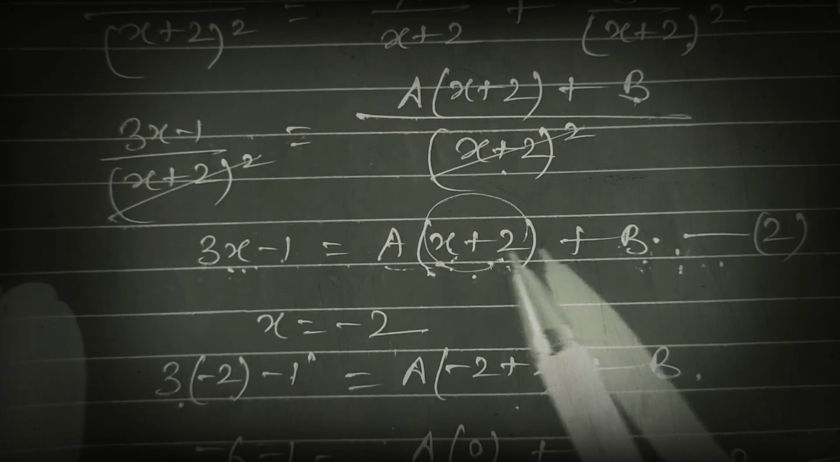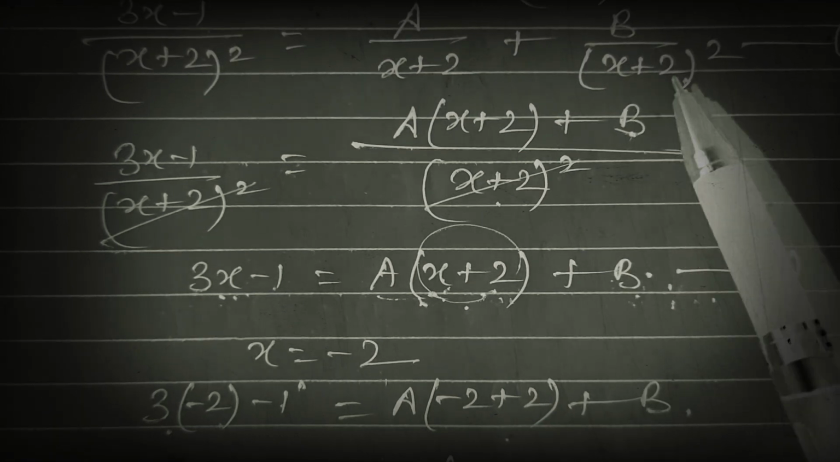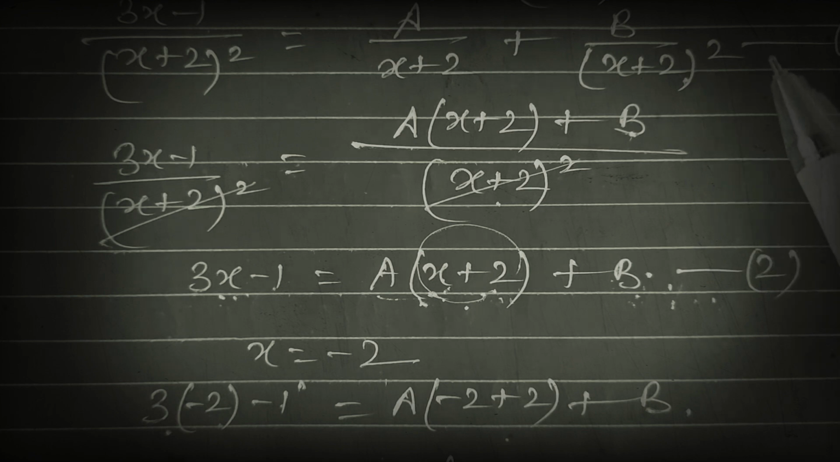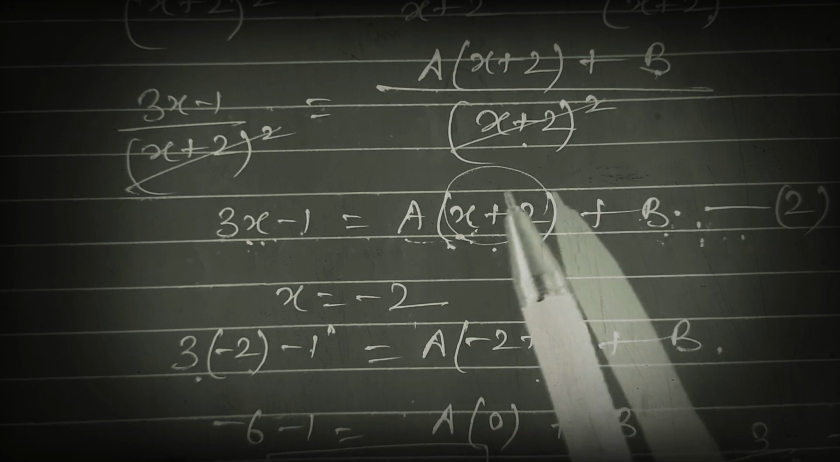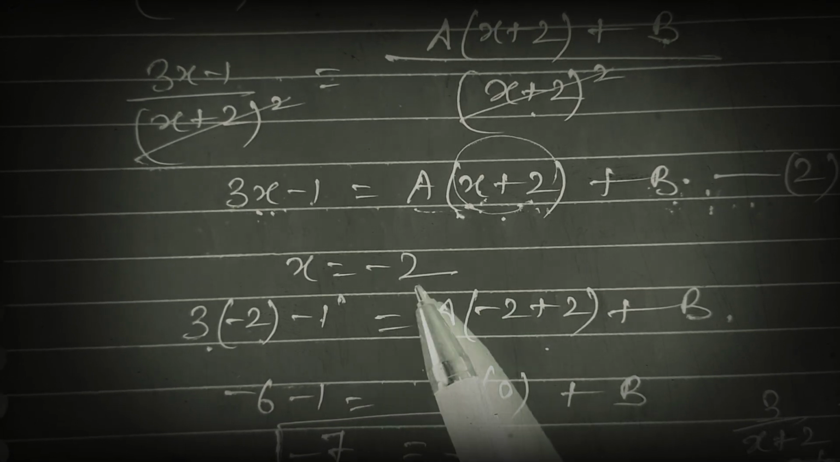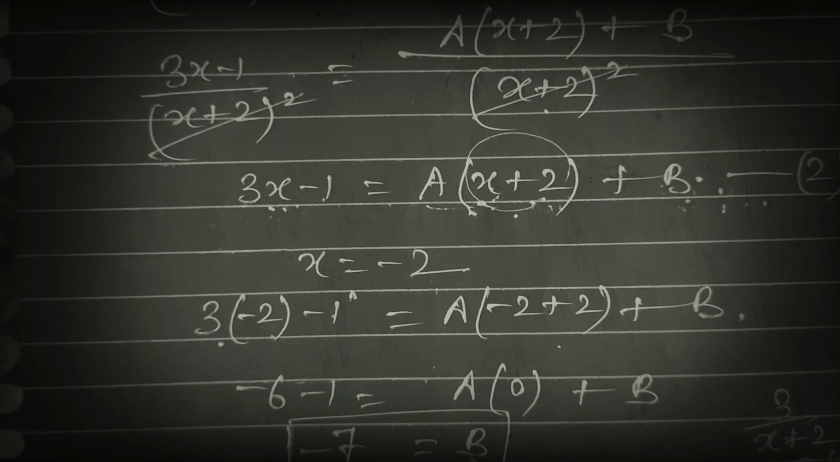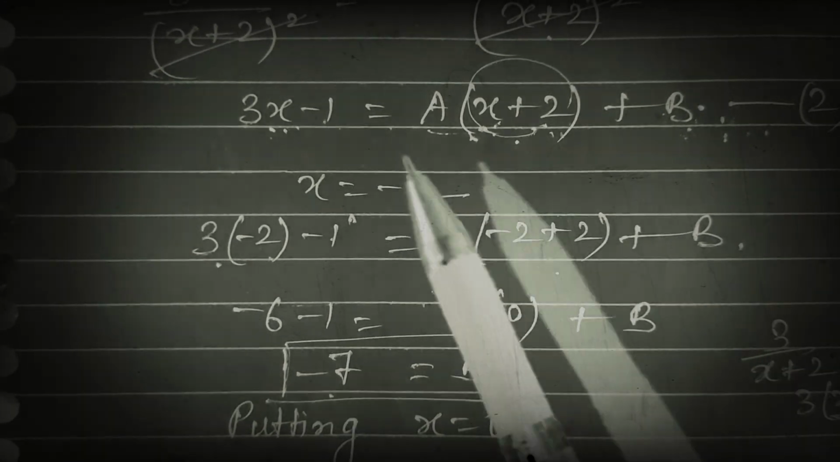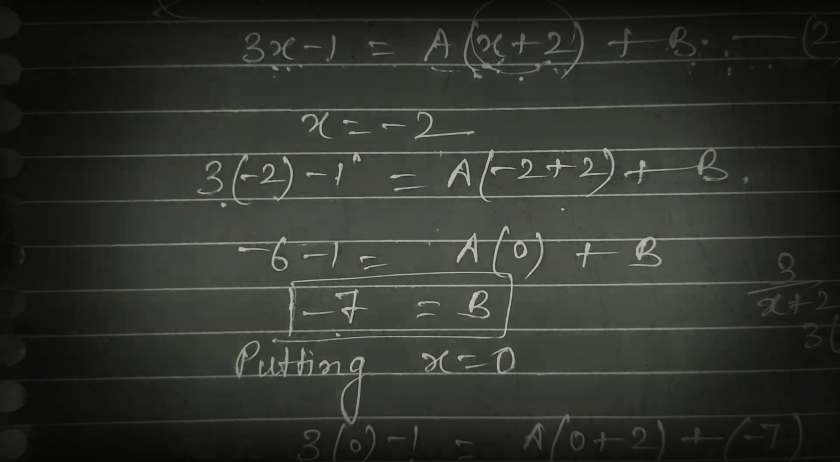But here only one factor is x plus 2 and the other is x plus 2 whole square. So if we put x plus 2 whole square as 0, the value of x will again be minus 2. Then we can put any value of x from our side. You can put any value of x from your side. If you don't have any value here, you can put any one. Here we have put x is equal to minus 2. Clear? So the value of b is minus 7. We can put any other value here. I am putting x is equal to 0. You can put x is equal to 1 or minus 1, anything.